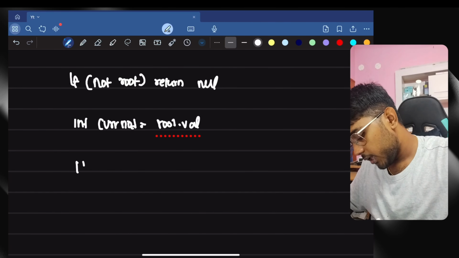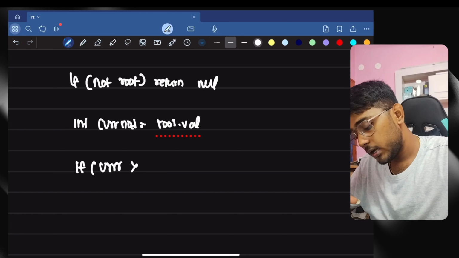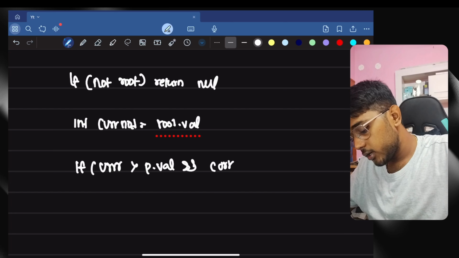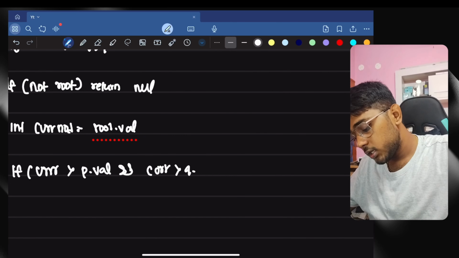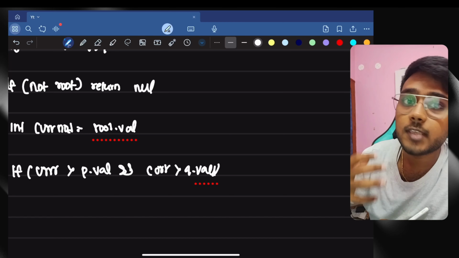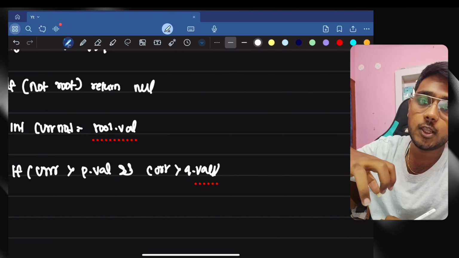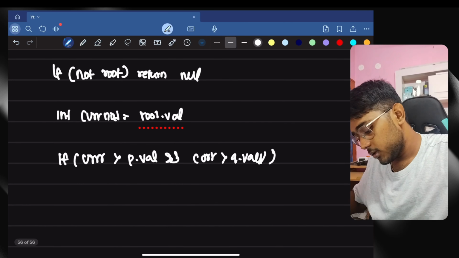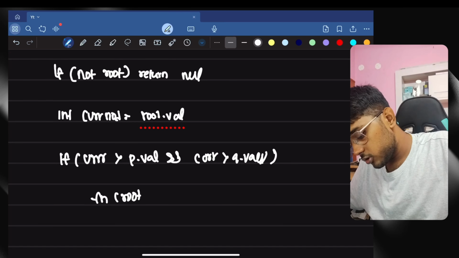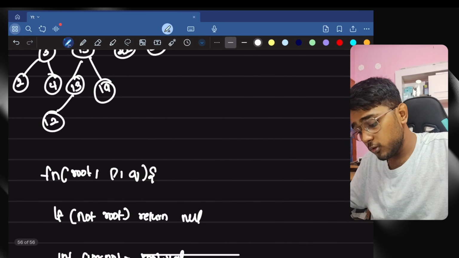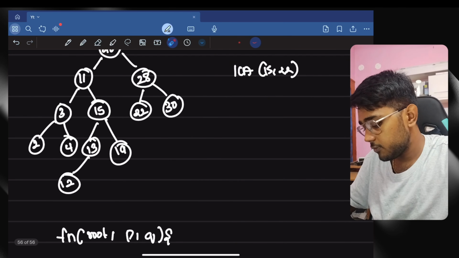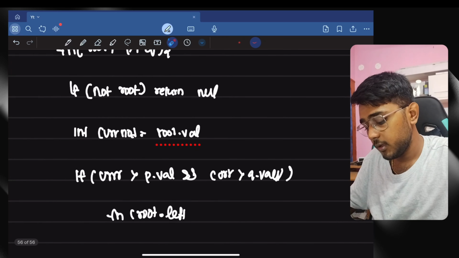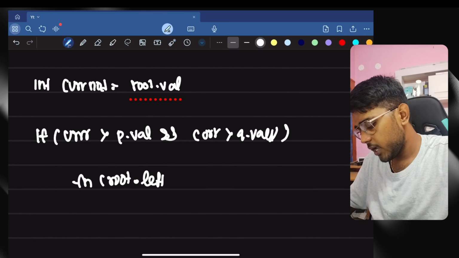Let's do that. If current node is greater than p dot val and current node is greater than q dot val, tell me which side we need to search. If the root is greater than both values, we need to go to the left side. So let me do that: the function of root dot left. We need to do the search on the left side, right? So from this position we go to the left. That's why I'm just sending root dot left, and P and Q are going to be the same.